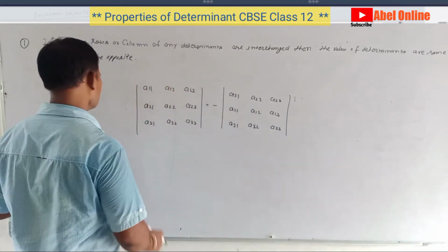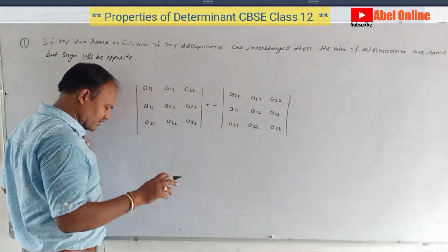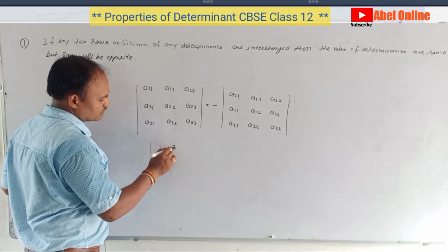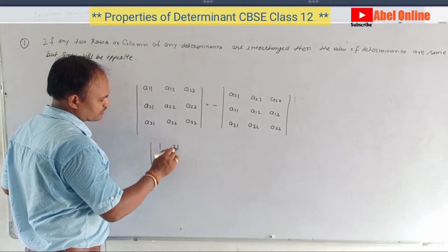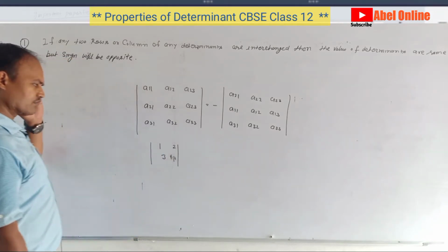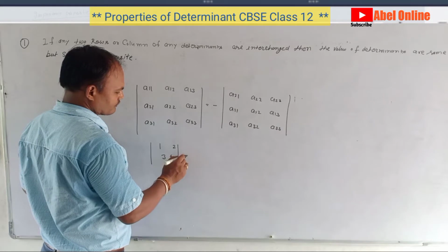Now how can we judge? Suppose we take an example ourselves. It is 1, 2, 3, 4. Suppose this is a question: 1, 2, 3, 1. Okay, this is a question. Now we are saying that it is.